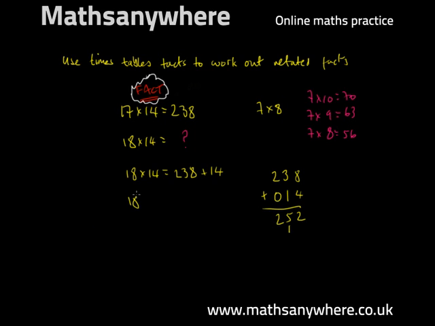So 18 times 14 is 17 times 14 plus another 14, which is 252. So that's how we can use times table facts to work out related facts.